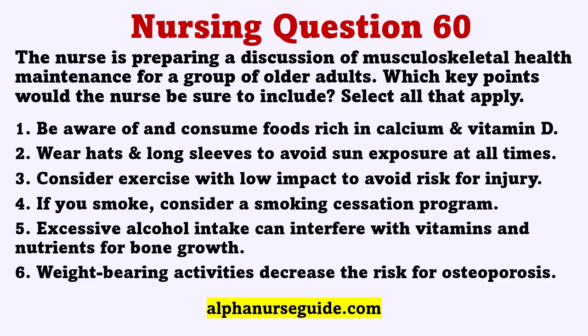High-impact sports, such as excessive jogging or running, can cause musculoskeletal injury to soft tissues and bone. Tobacco use slows the healing of musculoskeletal injuries. Excessive alcohol intake can decrease vitamins and nutrients a person needs for bone and muscle tissue growth. Hats and long sleeves are recommended to prevent sunburn, but the nurse would recommend 20 minutes of sun exposure several times a week for vitamin D, which contributes to bone health.